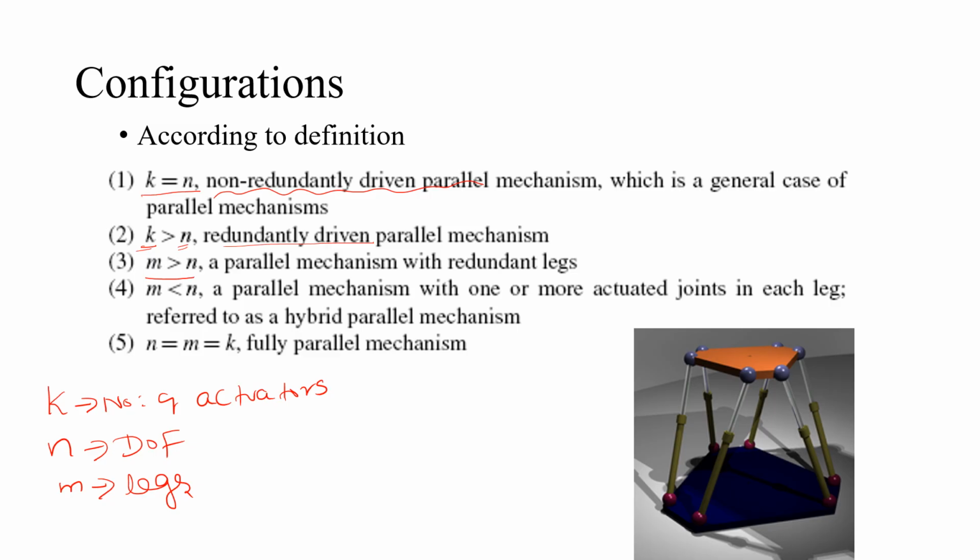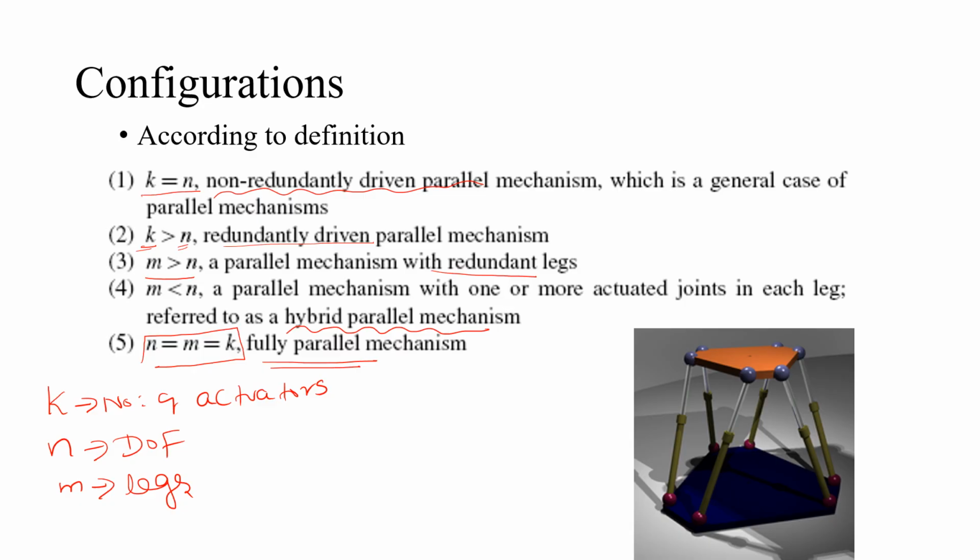Then the third configuration is if m is greater than n. That is, if the number of independent kinematic chains is greater than the degrees of freedom, then the parallel mechanism has a configuration with redundant legs, right? And if m is less than n, then the parallel mechanism with one or more actuated joints in each leg will be referred to as a hybrid parallel mechanism, right? If all three are equal, that is m equal to n equal to k, then we call it a fully parallel mechanism. So these are the different configurations of a parallel manipulator.